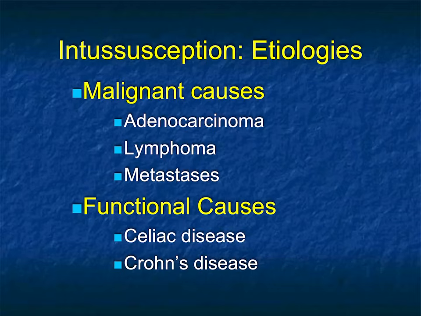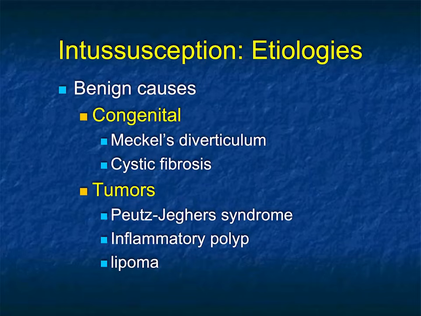As I mentioned, for intussusceptions, we have malignant causes. You can also see functional causes, celiac or Crohn's disease. You can see benign causes, Meckel's diverticulum, cystic fibrosis. You can see it with benign tumors; Peutz-Jeghers polyps, inflammatory polyps, and lipoma are all possibilities. So intussusception is one of the causes of small bowel obstruction.